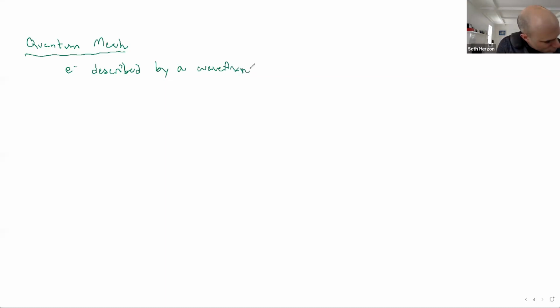A wave function, and we typically abbreviate it like that. What the wave function gives you is the probability of finding an electron at any given point at any instant.